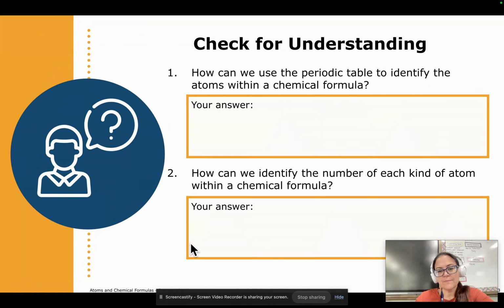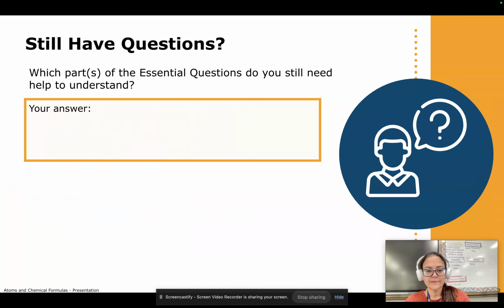All right, so how can we use the periodic table to identify the atoms within a chemical formula? So we should know that the chemical symbol is what's on the periodic table. If we see those capital letters, then we know that's a new element and we look for the numbers. And then how can we identify the number of each kind of atom within a chemical formula? You're going to look for 3 things: the subscripts, the parentheses, and the coefficients, and then just start multiplying stuff around. So if you have questions, make sure you understand each of these bits. If there's any part in particular that you didn't understand, email, let me know, or we can talk about it in class.